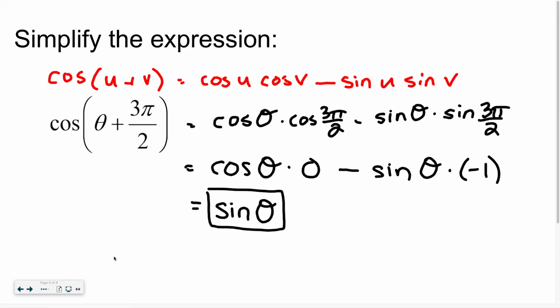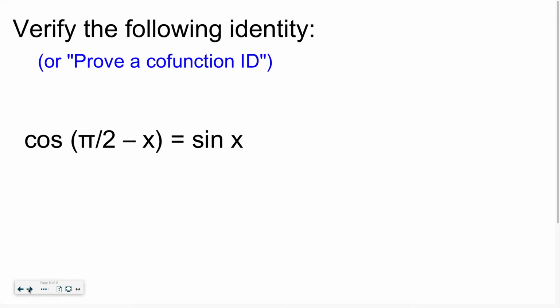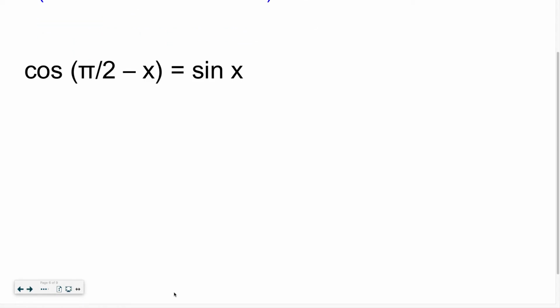Okay. See if you can verify the identity on the other side. Oh yeah, it is the cofunction, or prove the cofunction identity, it might say. So you're going to do the work on the left. See if you can do the work on the left. Make use of the difference formula for cosine.